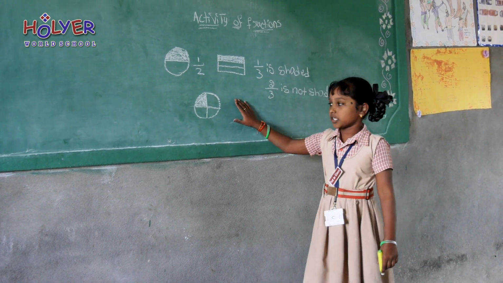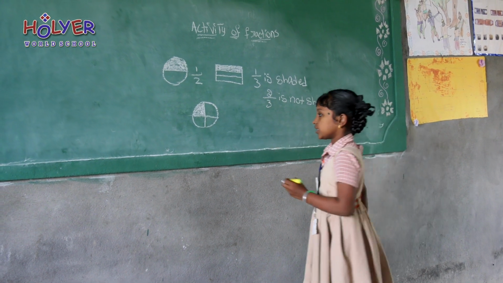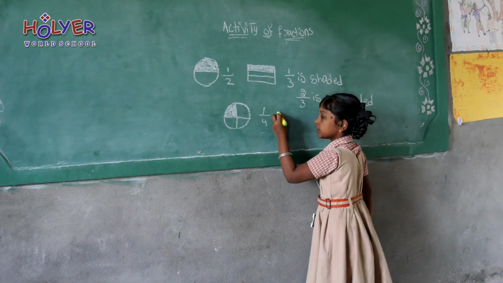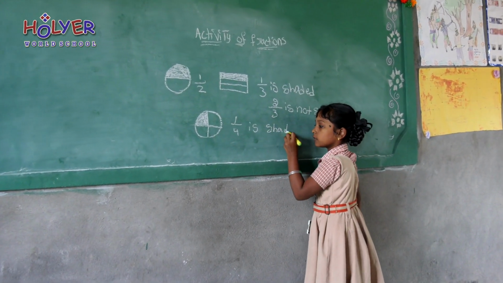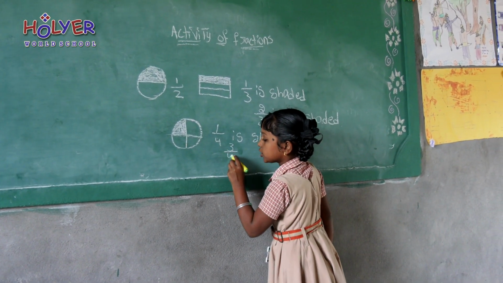Is a whole. I am doing this four equal parts. This right hand has also two fractions. One fourth is shaded. Three fourth is not shaded.